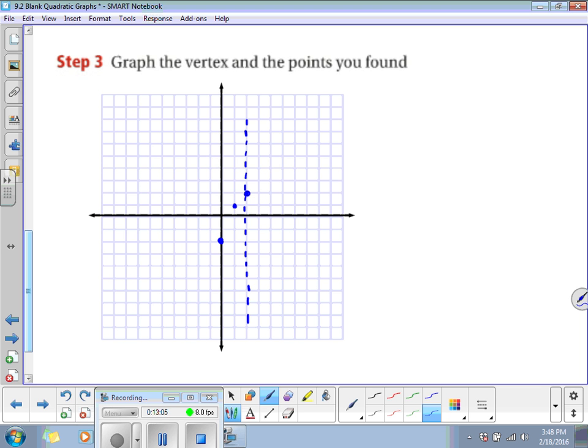So, here, because 1, 1 is 1 unit away from the axis of symmetry on the left, we're going to have another one 1 unit away on the right. Since 0, negative 2 is 2 units away from the axis of symmetry, then we're going to have another point on the right that's 2 units away. And then you can draw your graph. And that's it.